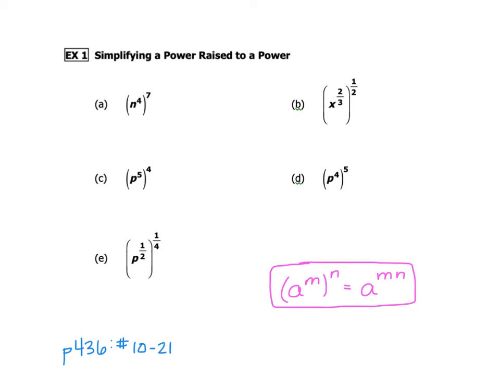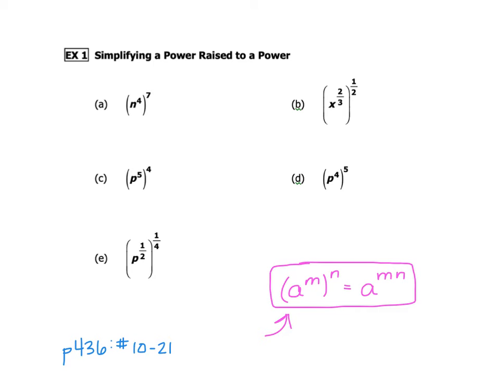Let's go ahead and do a few examples. These examples go along with page 436 in your textbook, numbers 10 through 21. So when we finish this slide, feel free to go ahead and work on those. I wrote our rule, which is our power rule, at the bottom of the screen. You can see it right here. And what we're going to do is use this rule to simplify some expressions.